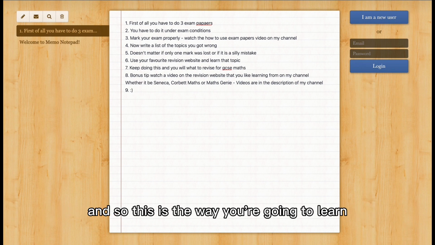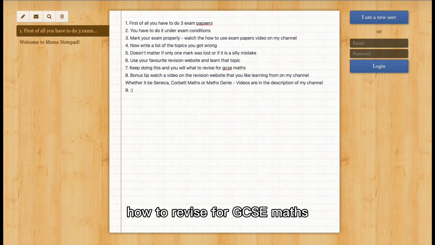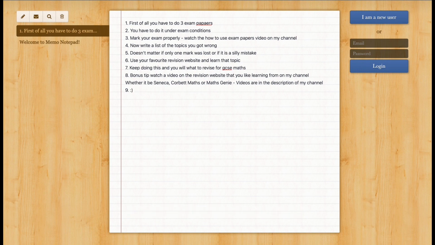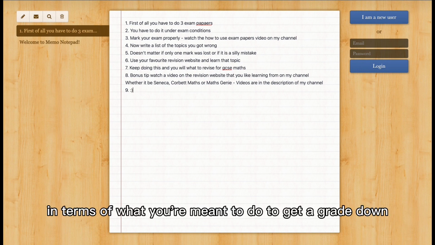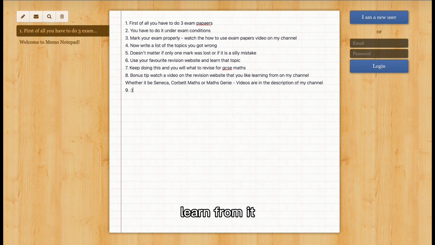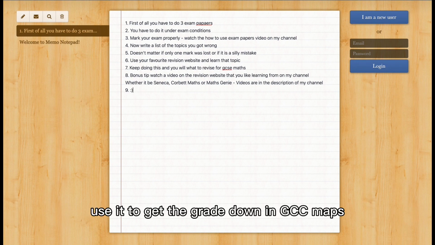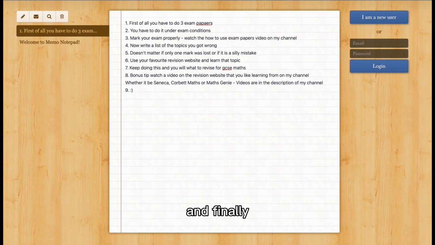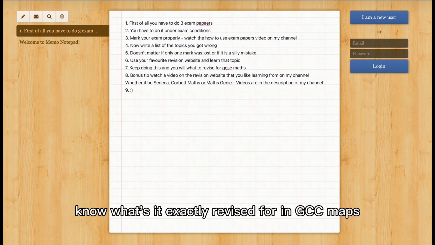And so this is the way you're going to learn how to revise for GCSE Maths. I did a kind of summary in terms of what you're meant to do to get a grade 9 in GCSE Maths. Learn from it, revise from it, use it to get a grade 9 in GCSE Maths, and finally know exactly what to revise for your GCSE Maths.